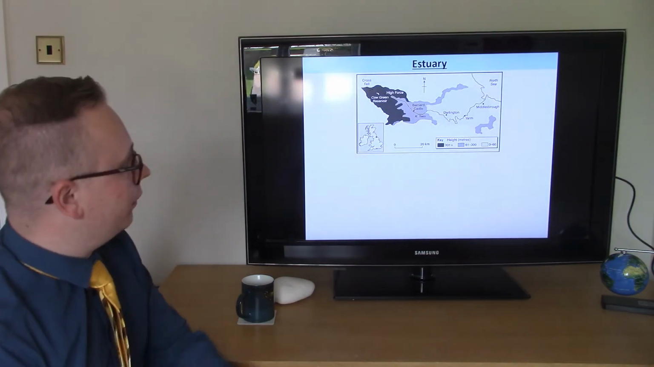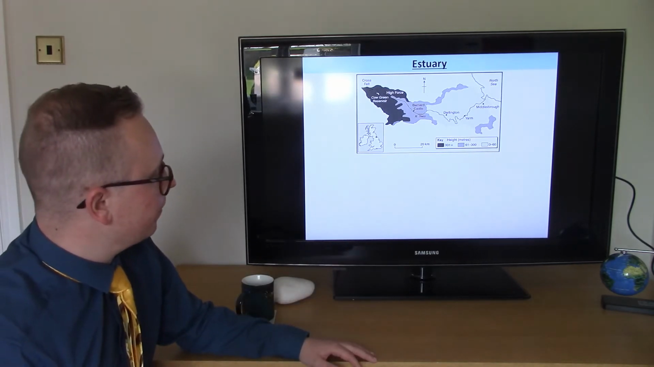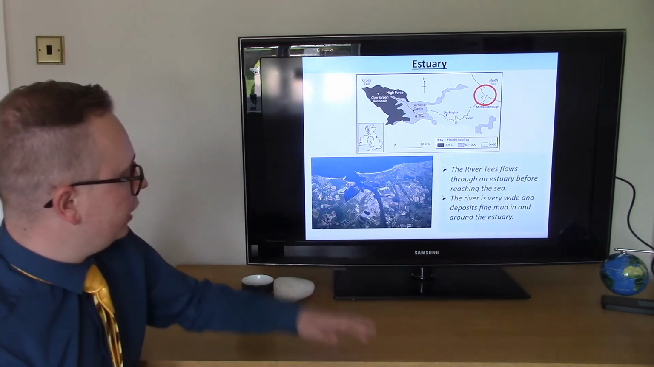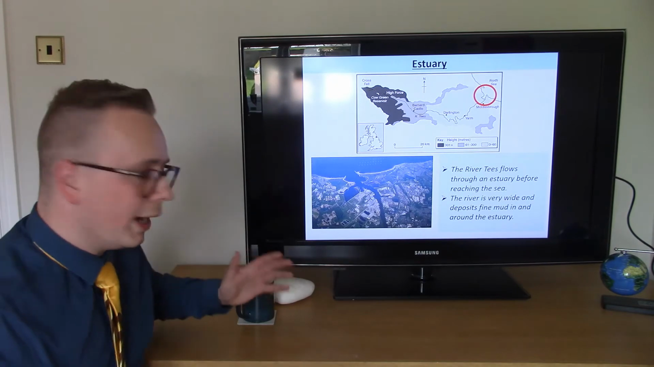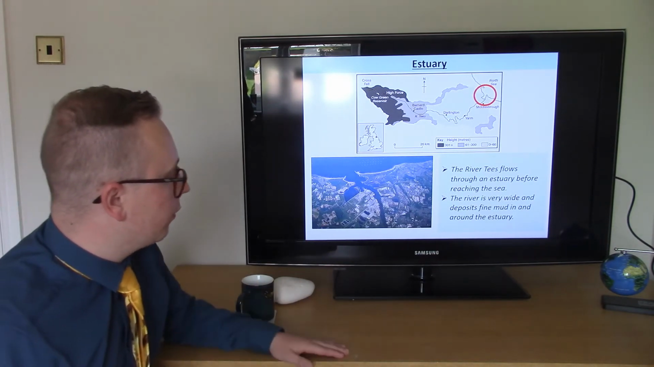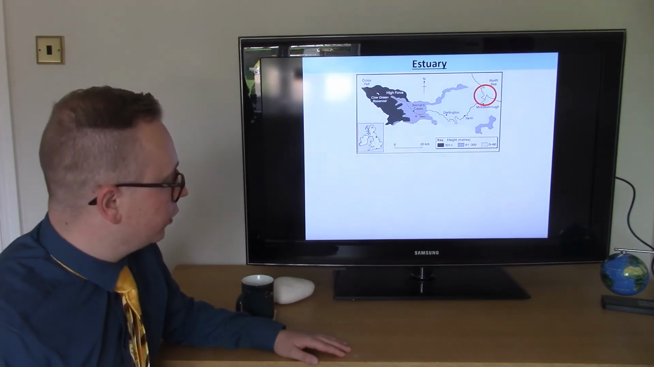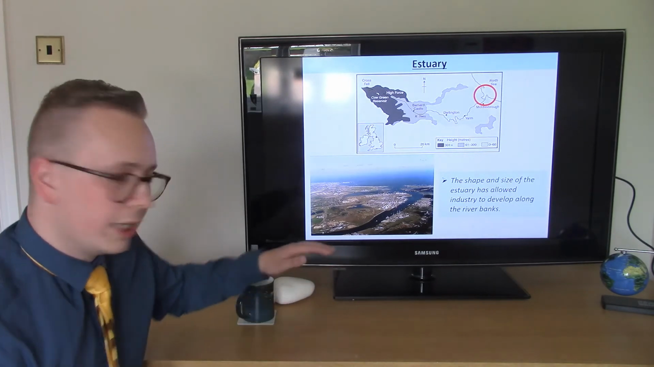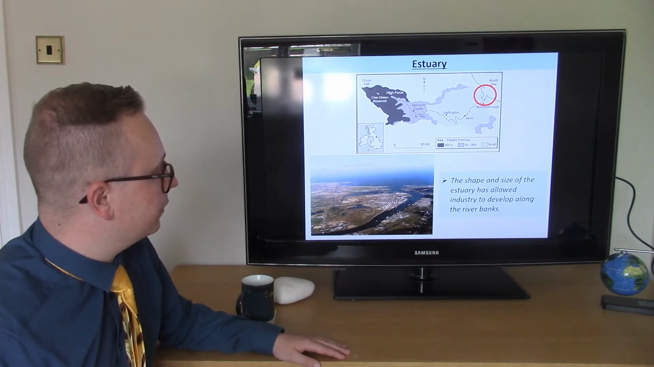And lastly, we find an estuary where the river meets the sea as it flows out into the North Sea, just north of Middlesbrough. We can see from this aerial view that the river by this point is much wider than it has been earlier, and it's depositing a lot of fine mud in and around this estuary. And this estuary is actually a very industrial place. The size of the river, the shape of the river and the landscape around it has allowed heavy industry to develop along the river's banks.